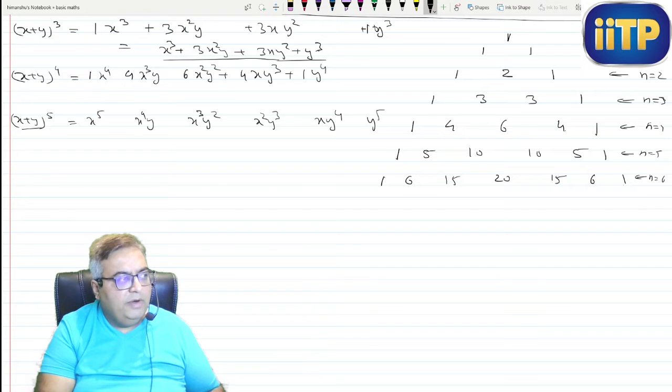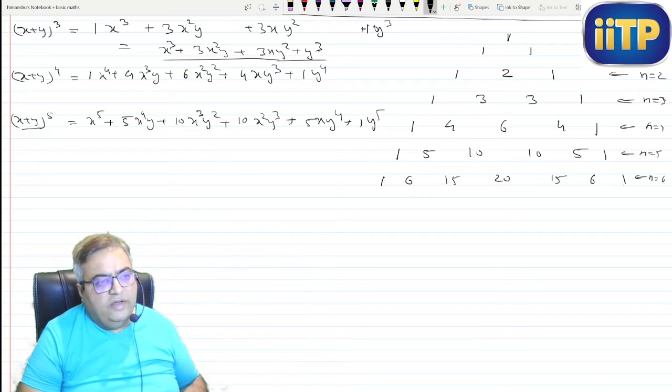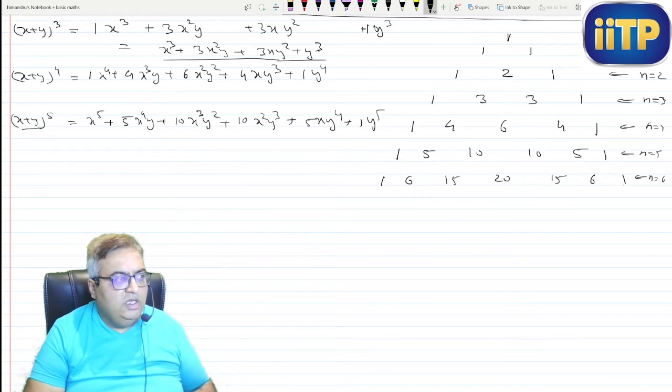Put a plus sign in between. So this is the formula for (x+y)^4. For (x+y)^5, it will be 1, 5, 10, 10, 5, 1. And put a plus over here, you will get the formula for (x+y)^5. Similarly, you can extend it for (x+y)^6, (x+y)^7 and so on. Okay, so this is an easier method.